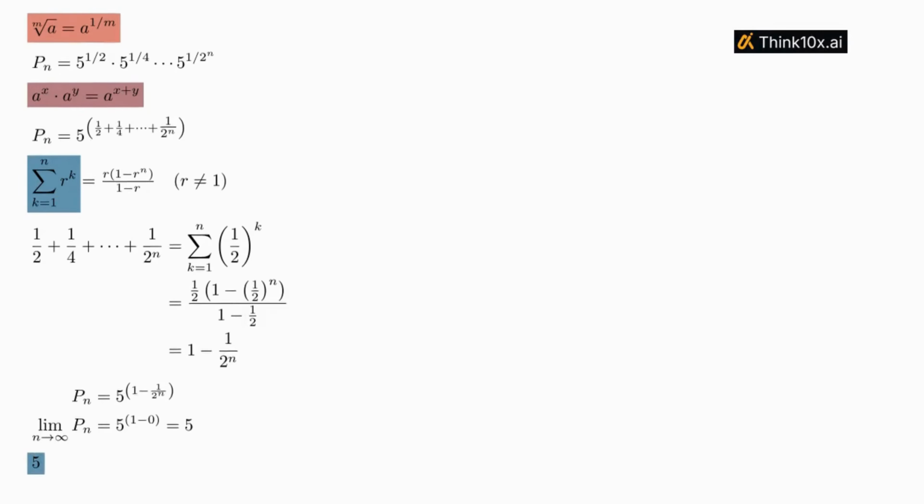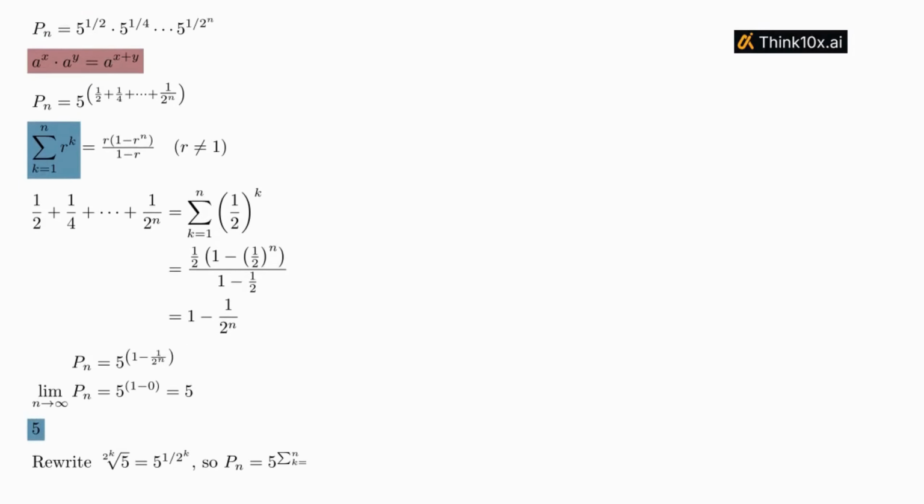We rewrote each root of 5 as a power of 5, then combined the product by adding exponents. The exponent became a geometric series whose sum approaches 1, so the whole product approaches 5 to the first power.